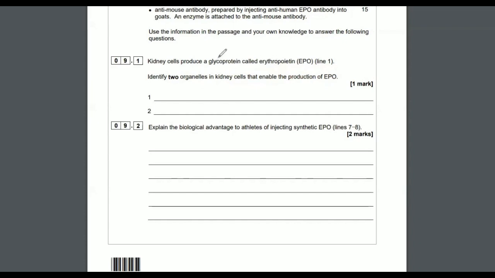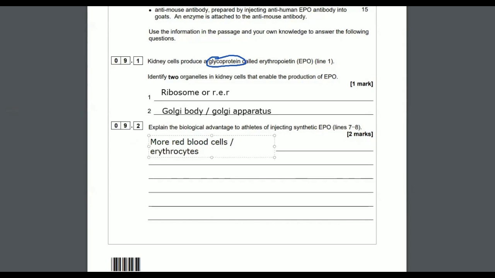Kidney cells produce a glycoprotein called erythropoietin, EPO. Identify 2 organelles in the kidney that enable the production of EPO. So what can make proteins? What organelles would make proteins? Well, you've got the ribosome, or the rough endoplasmic reticulum, which is going to construct the protein. It's where translation occurs, and then it folds inside the rough endoplasmic reticulum. But in the Golgi apparatus or Golgi body, we package and modify that. So those are the 2 organelles you want to mention.